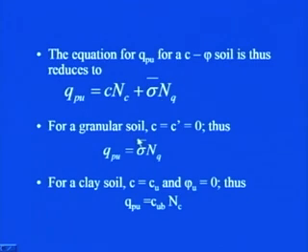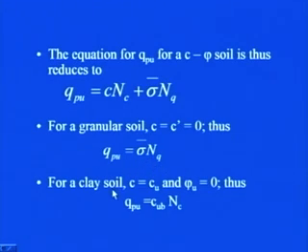Now, this one is the general equation for any type of soil, that is c-phi soil. In case the soil is purely granular soil, that is c is equal to 0, this unit cohesion, effective one, will become 0, and thus in this equation the first term will become 0 and the only remaining term will be QPU is equal to sigma bar Nq.